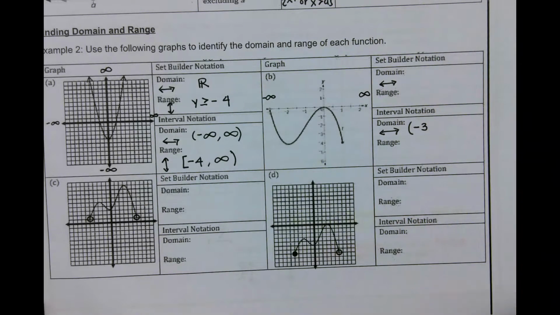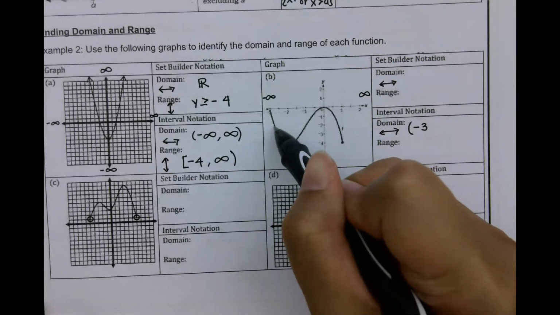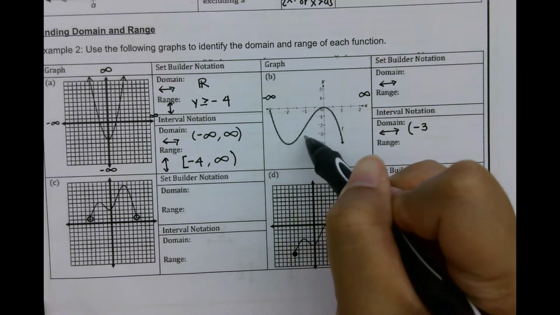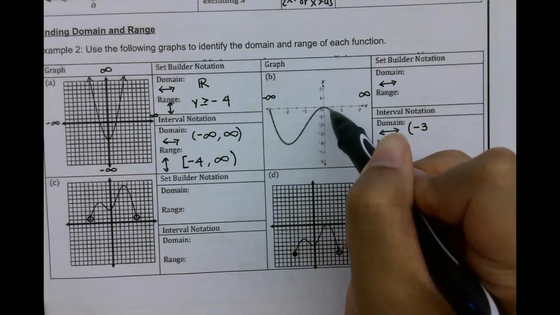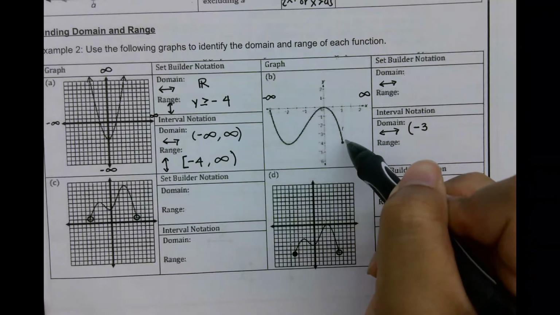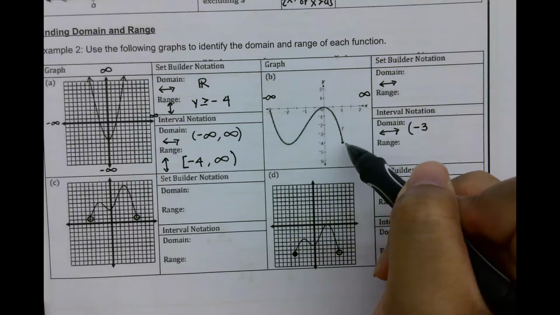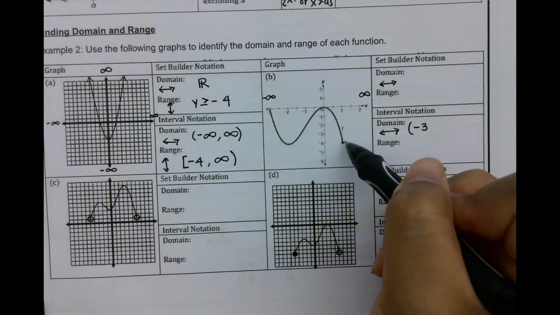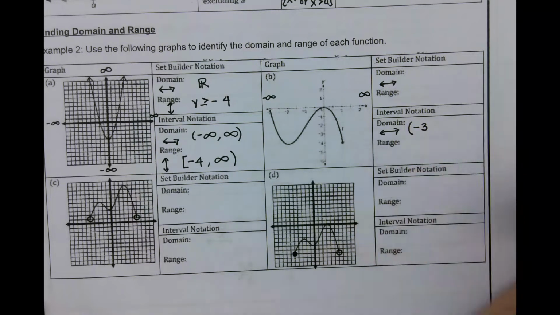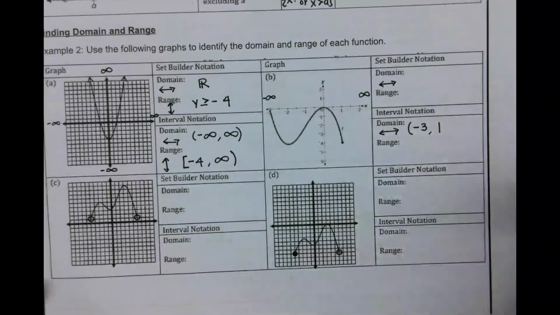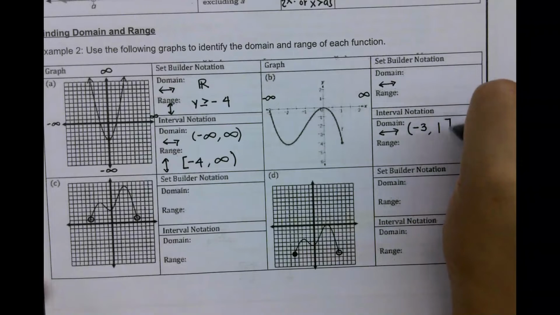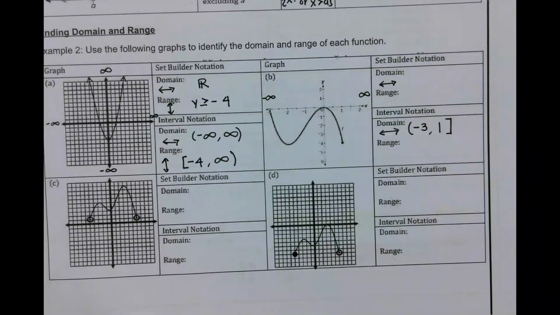Now we're going to walk to the right. Walk to the right, walk to the right, walk to the right. Once they hit here, they cannot walk to the right anymore. The x value here is 1, so my ending x value is 1. Because it's a closed circle, it's included. So here, the domain is -3 to 1.